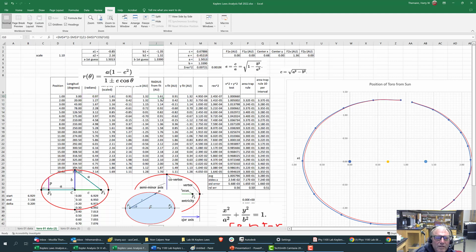And then, as always, I drag. Oops, something went wrong. No, I want to undo that. I didn't grab the fill handle properly, so now I have that.